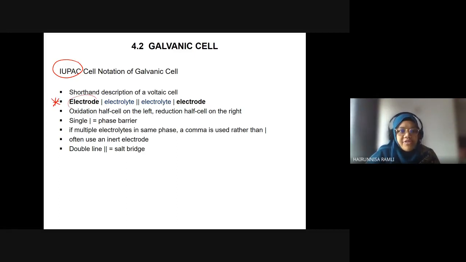You put electrode first and then ada satu line kat situ, okay. One line here, you put as electrolyte. Okay, ada electrolyte dalam tu. Lepas tu ada double line here. Double line here means salt bridge. Means that on the left side here adalah half cell. Sebab kita ada dua half cell kan. Lepas tu, satu lagi here, you ada another half cell.